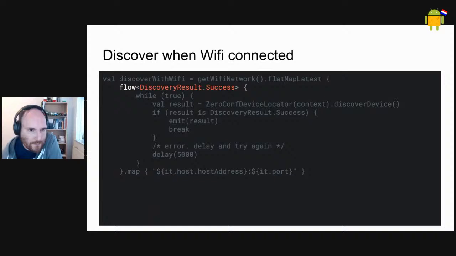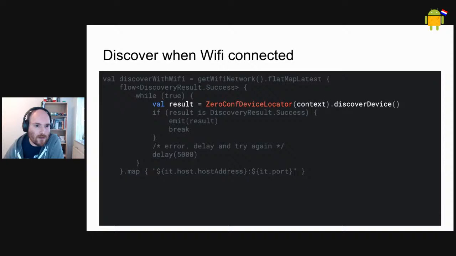And then somewhat related to that polling question, I just have a while loop that tries to find the device. So it spin locks until it has a success. If it has a success, then it emits it and breaks the loop. Otherwise, it will wait 5 seconds and try again. Now, this discovery could have been a flow as well, but just to demonstrate how easy it is to incorporate any imperative code that you might have already within a flow. Finally, this code also maps it to a string.